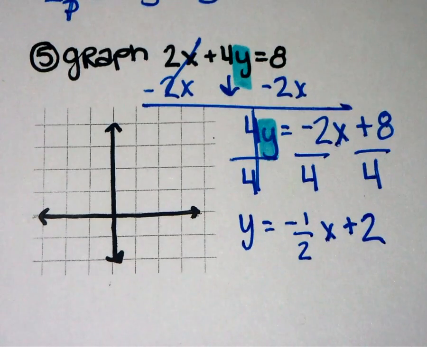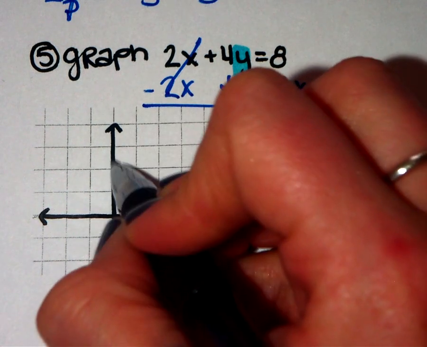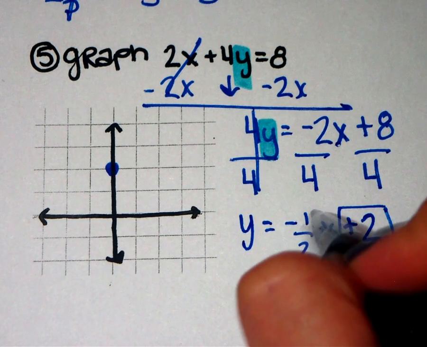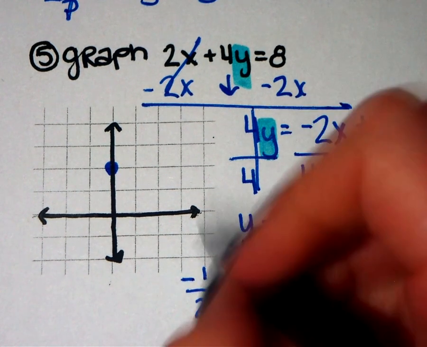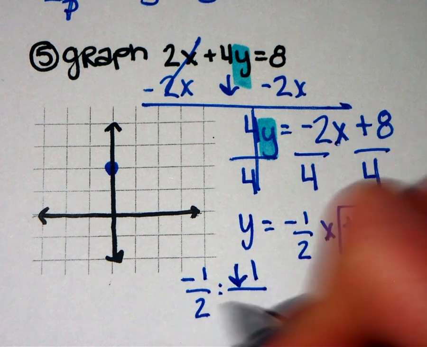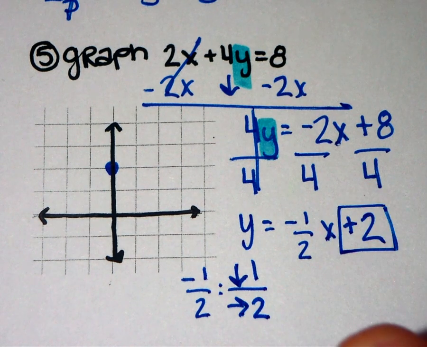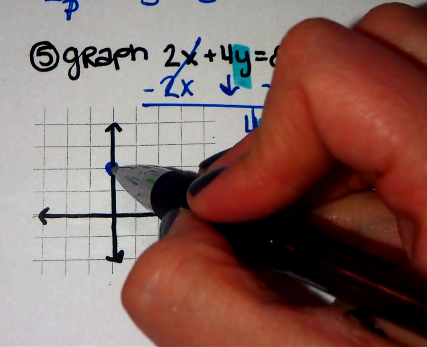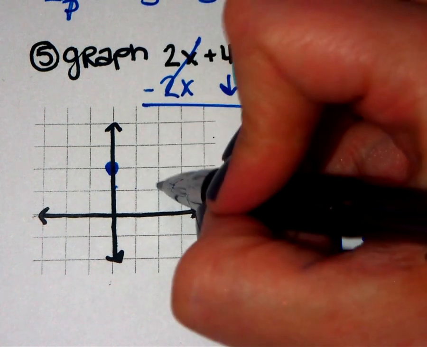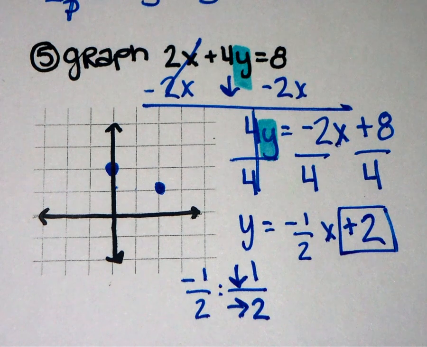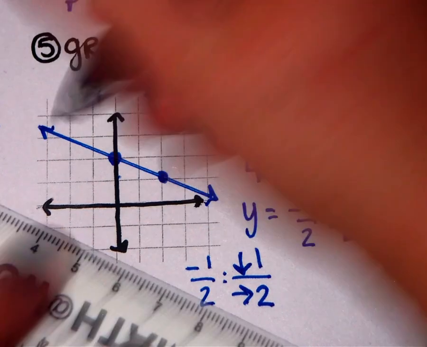Now I'm free to graph. My y-intercept is +2. I go on the y-axis up 2. My slope is -1 over 2. I want to start thinking in terms of directions. -1 on top means down 1. I'm not going to say over 2. I'm going to specify I'm going to the right 2. So from the point, down 1, right 2. And you're going to plot. Having 2 points plotted means I can go ahead and connect my 2 points and draw my line.